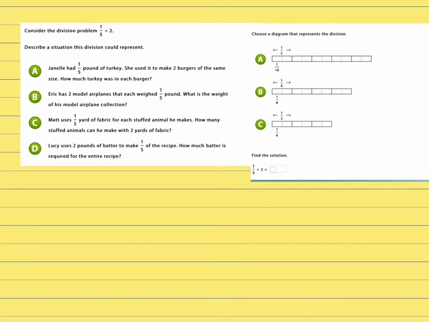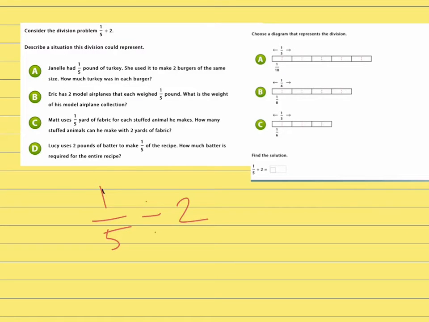Let's unpack the next problem. You have a division problem of 1/5 divided by 2. So again, your dividend is going to be 1/5. So you're going to be dividing 1/5 of something by 2. You're cutting 1/5 in half, basically.